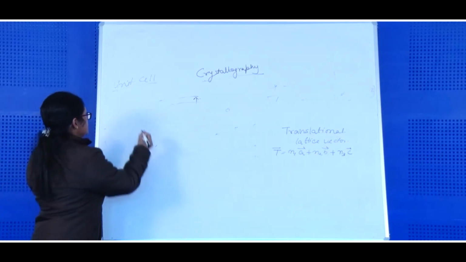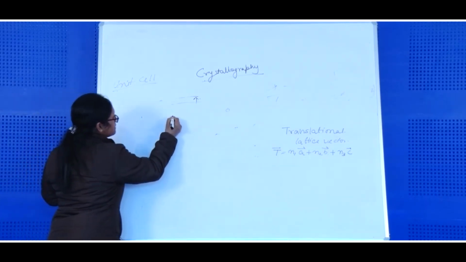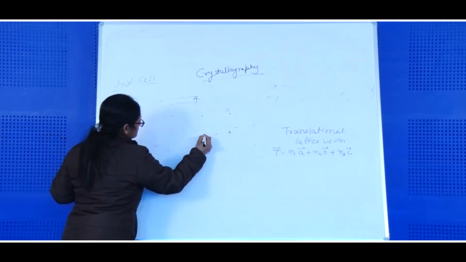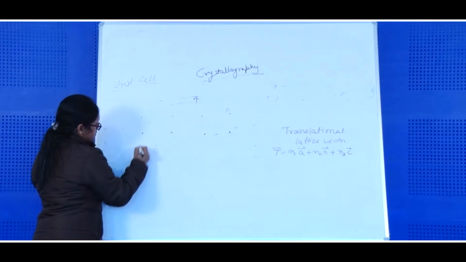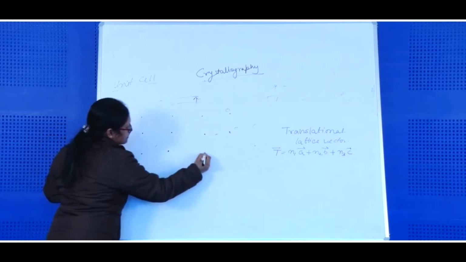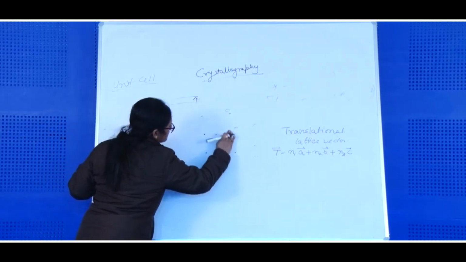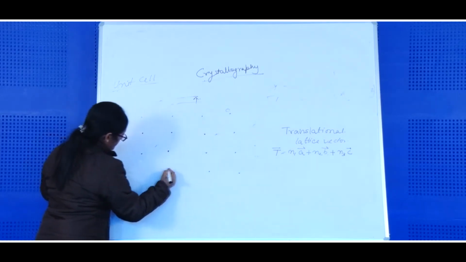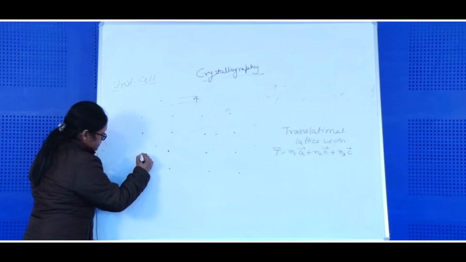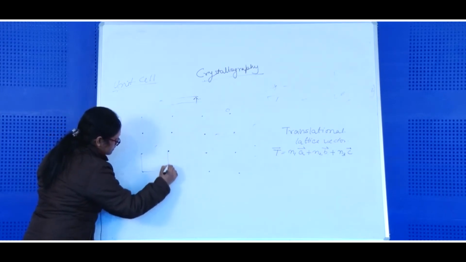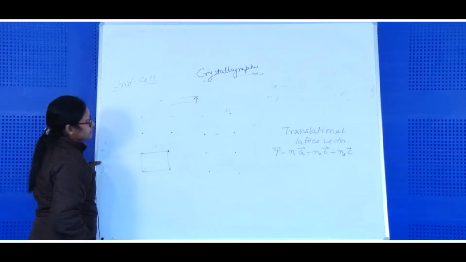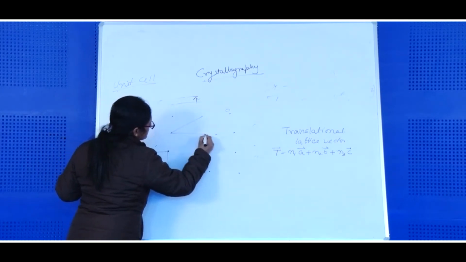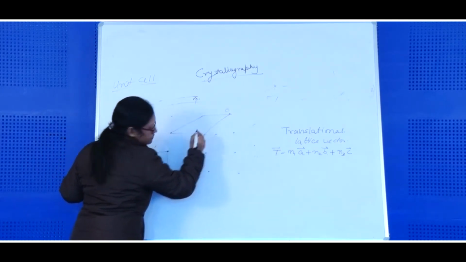I will draw the lattice points in 2D. Let me draw one block. Let me draw this second block.